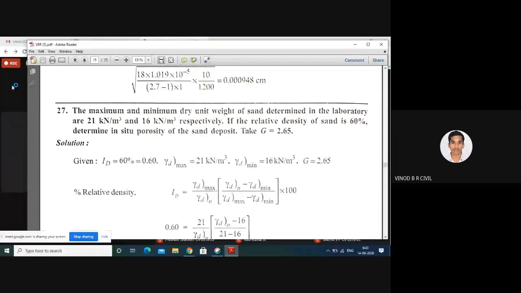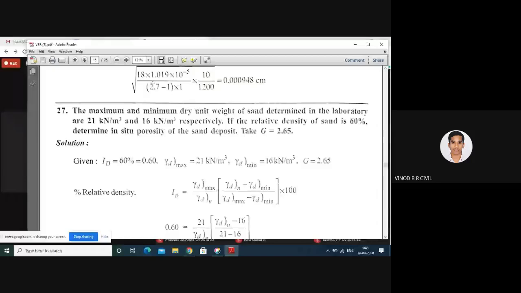Okay. The maximum and minimum dry unit weight of sand determined in the laboratory are 21 and 16 kilonewton per meter cube respectively. If the relative density of sand is 60%, determine the in situ porosity of the sand deposit. G, specific gravity, equals 2.65. This is the problem.